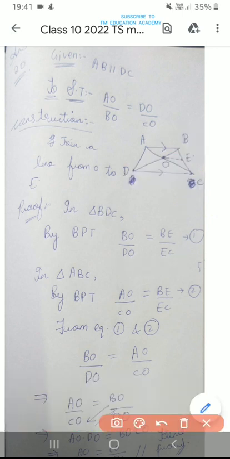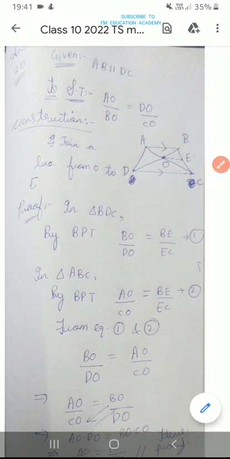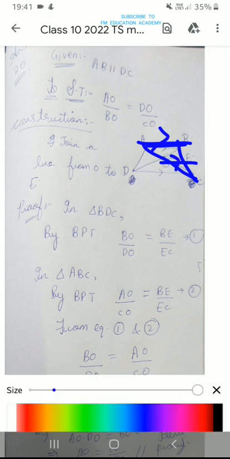Now which triangle can I take? I can take triangle ABC. Why am I taking triangle ABC? Because this OE is coming in this triangle ABC. Okay. So again by BPT, in that triangle also I can say that if OE is parallel to AB, then AO by CO is equal to BE by EC. Okay, that is my second equation.